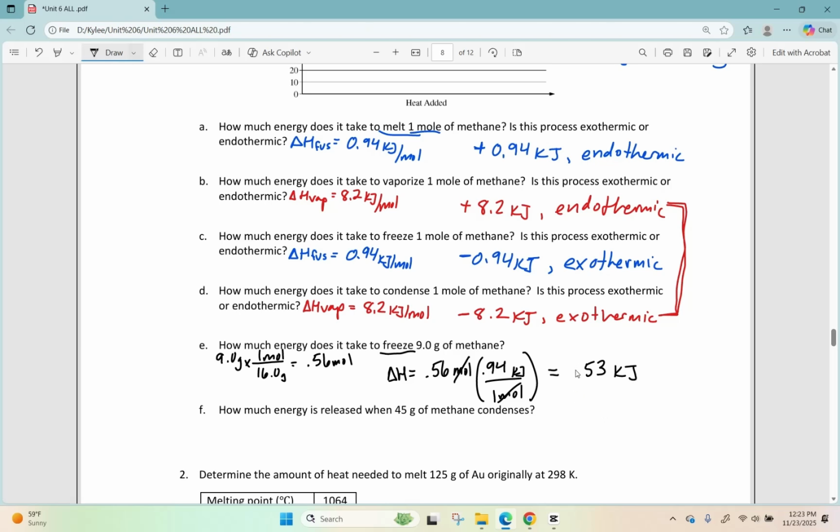Now, because this is freezing, that means energy is being lost. So I am going to give it a negative sign. I need to lose 0.53 kilojoules.